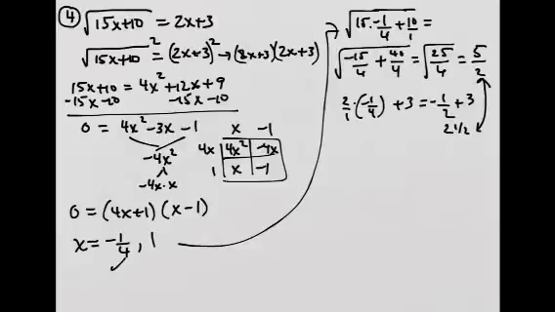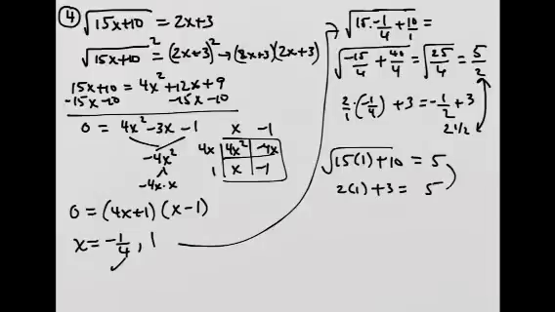Now we're going to plug in the 1. 15 times 1 plus 10 is 25, and the square root of 25 is 5. And then 2 times 1 plus 3 is 5. So both of these are correct.